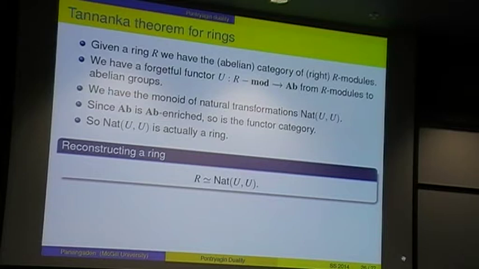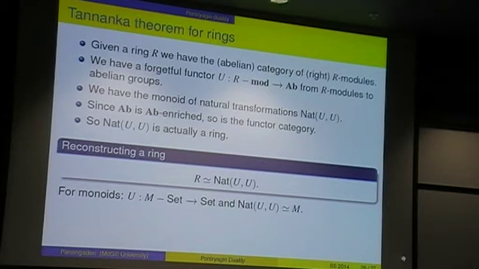Okay, so this is kind of a flavor of a Tannaka-type theorem. You start with a ring, or you start with an algebraic gadget, you look at a category of its representations, which you can think of as modules if you want, and then you look at an appropriate forgetful functor and look at the endomorphism gadget, the natural transformations from that functor to itself, and reconstruct whatever the gadget is from that. You do need the category. So it has to be categorical, it can't be done any other way.